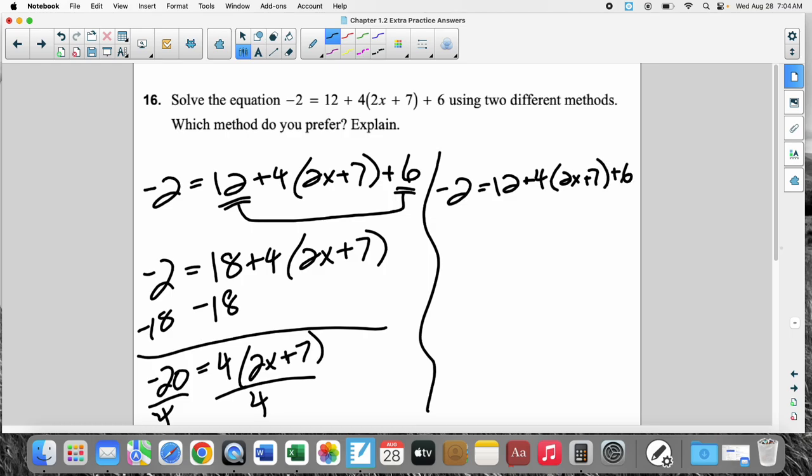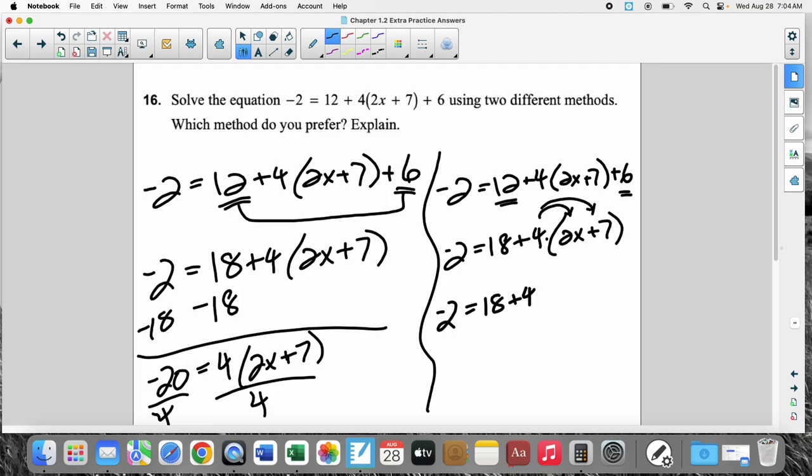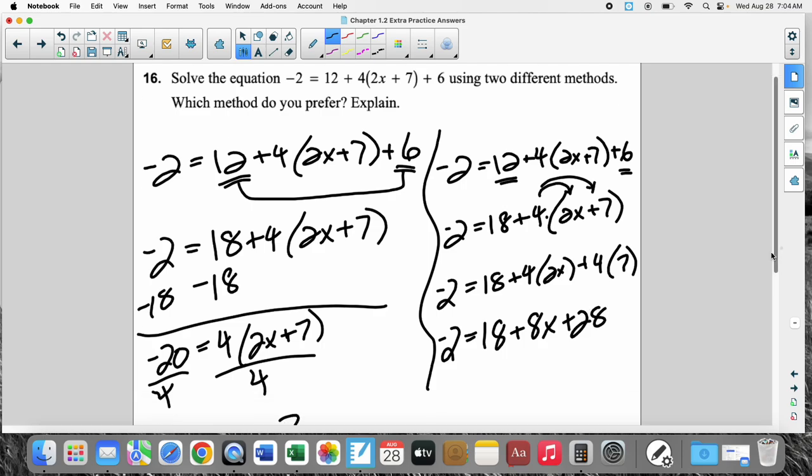I still would combine these like terms. I would do -2 equals 18 plus 4 times the quantity 2x plus 7. I cannot add that because this is multiplication. We don't add before multiplication, but I'm going to distribute this. So I get -2 equals 18 plus 4 times 2x plus 4 times 7. That gives me -2 equals 18 plus 8x plus 28.